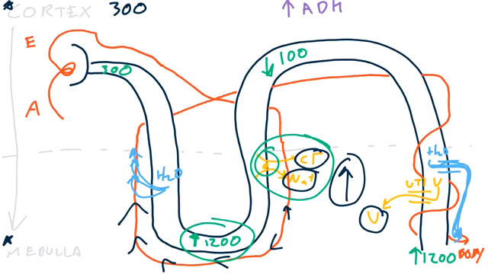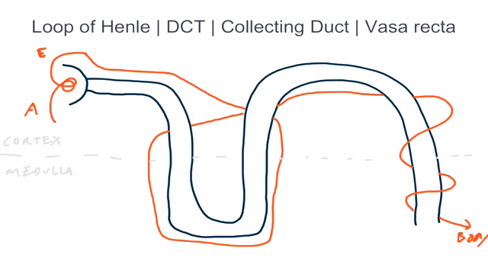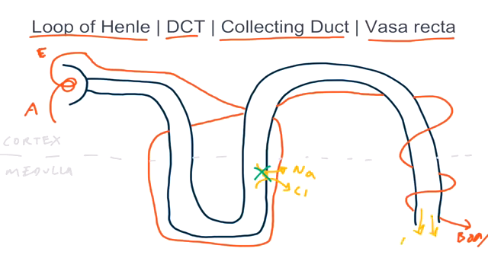Now let's do some practice questions to apply what you know. How would a loop diuretic alter the osmolarity of the urine at the bottom of the loop of Henle, the distal tubule, the collecting duct, and the vasa recta? Recall that loop diuretics will block the sodium-potassium-chloride pumps in the thick ascending limb. So we'll draw sodium and chloride being reabsorbed here. And so if the loop diuretic blocks this, more sodium and chloride will be excreted as waste, because they will not be reabsorbed.